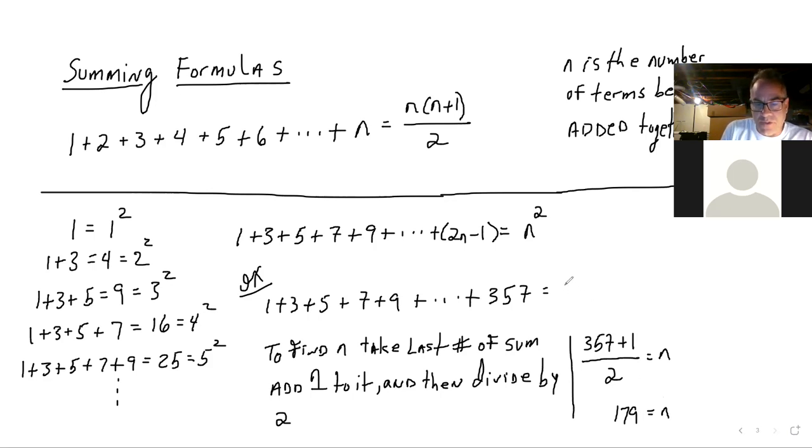And so from there, the sum then has to be 179 squared. 179 times 179, which in this case works out to be 32,041. Any questions on that one? Going once, going twice. Okay.